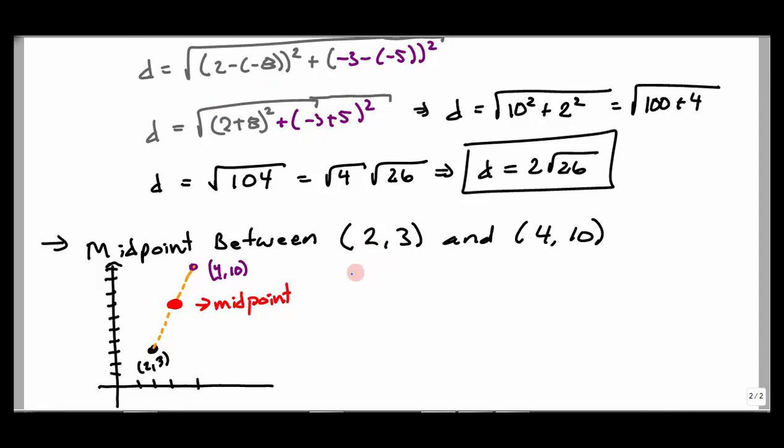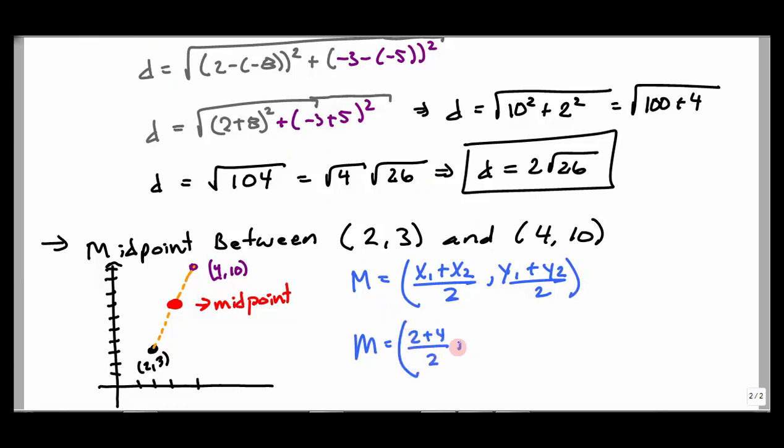So of course we'd write down our formula. So midpoint equals x1 plus x2 over 2. So the average of the x's are my x value, and the average of my y's are my y value. So I'd have 2 plus 4 over 2, and then I'd have 3 plus 10 over 2.